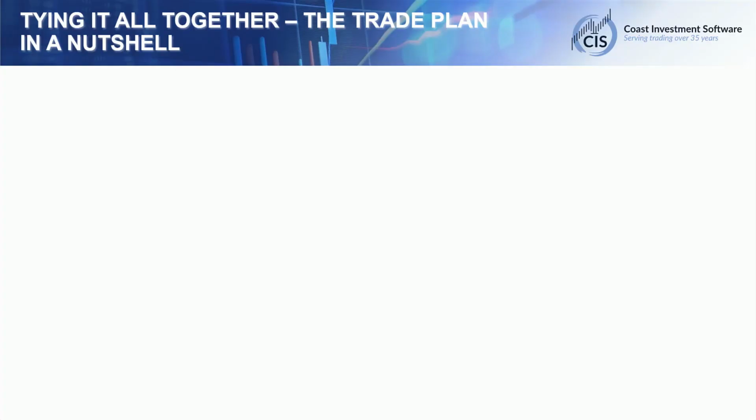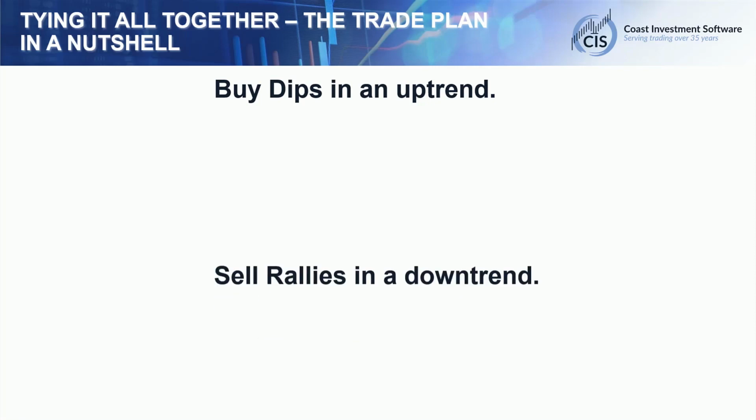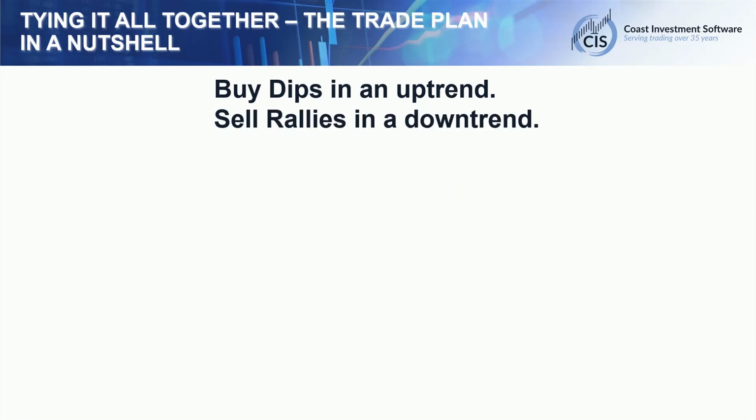the trade plan in a nutshell is to buy dips in an uptrend. So you have your leading indicator, which gives you the areas that you want to buy, and you have your lagging indicator, which gives you the context, whether it's in an uptrend or a downtrend. Same with sell rallies in a downtrend.